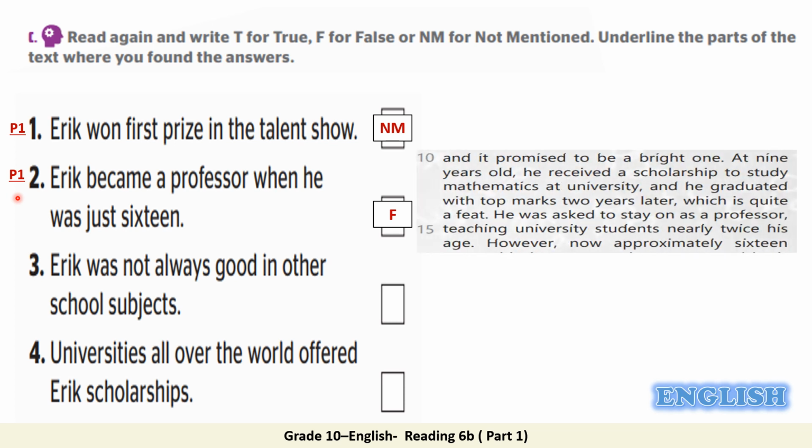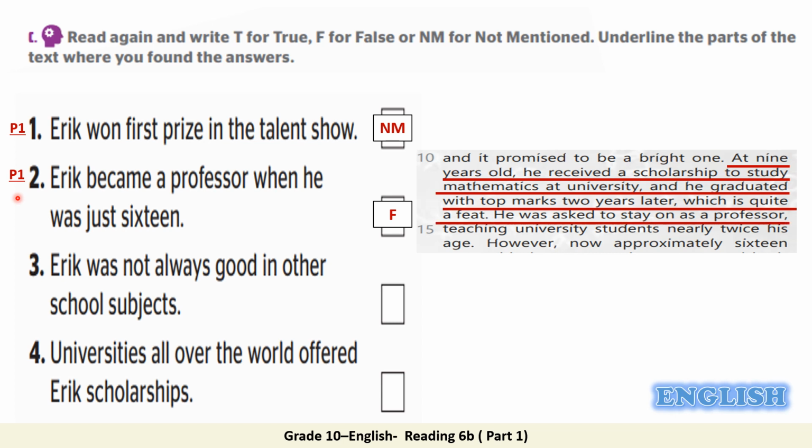Let's see. First of all, at 9 years old, he received a scholarship to study mathematics at university, and he graduated with top marks 2 years later. So let's do some math here, which is quite a feat. He was asked to stay on as a professor. So 9 and 2 equals 11. He was not 16, he was 11 years old. Now, let's move on to the third point.